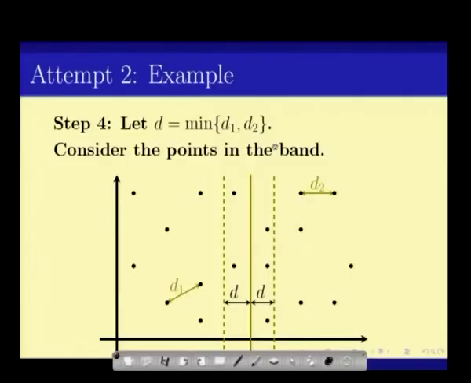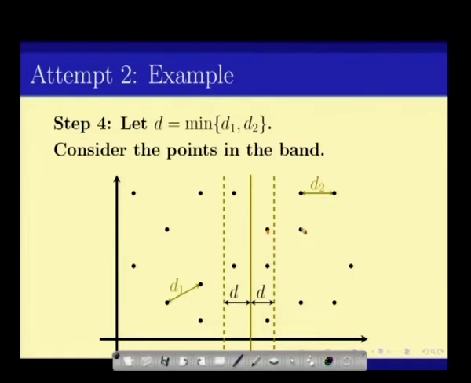So, what we do is that we take the D, which is the minimum of D1 and D2, because that is what we have to beat in some sense, and we draw two vertical lines at distance D from the median line. What is the idea? The idea is that if a point here, say this one, has to be interesting, then it had better be at distance less than D from some point in Q. Only then will we have to consider that point.